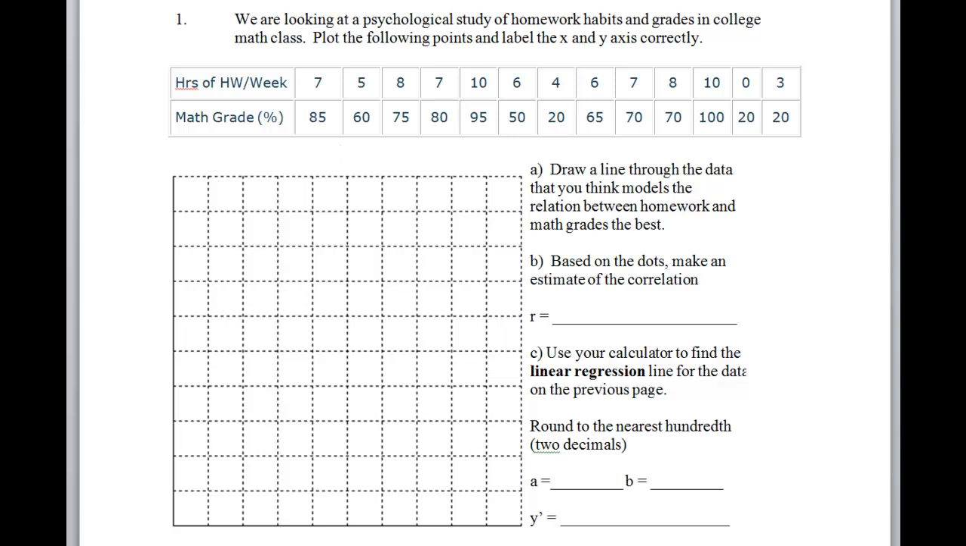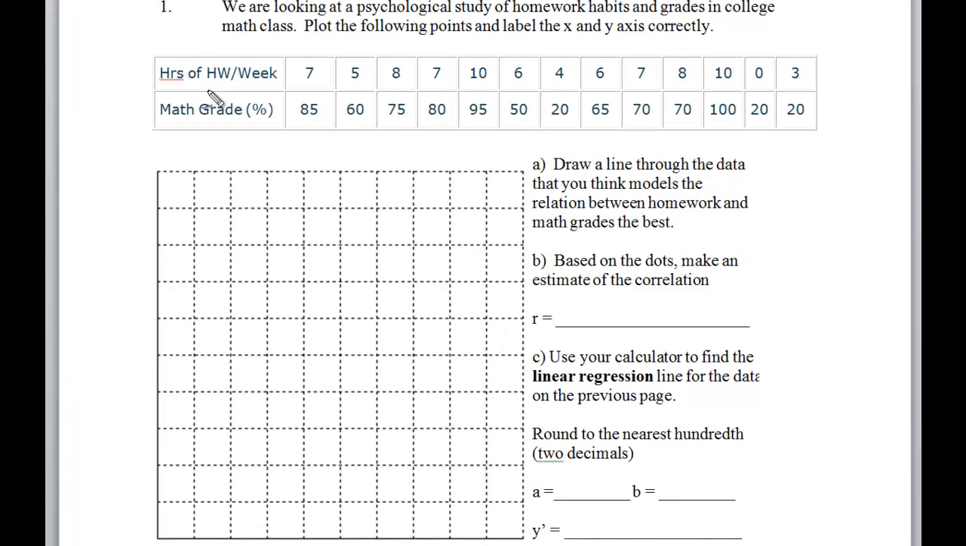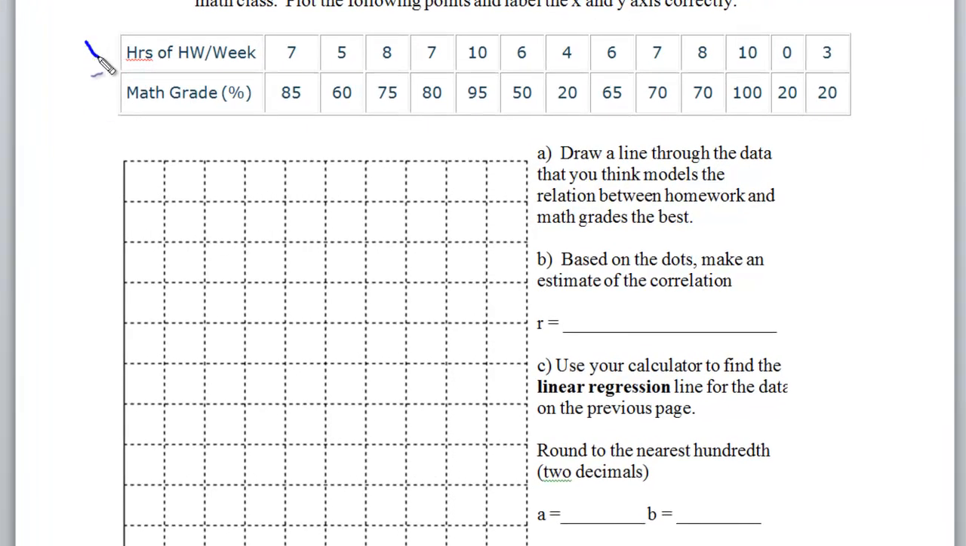Now, one important thing that we need to do is plot our points and label our x and y axis. The x and y axis is determined by the table, and it's pretty standard that the x will be the first row and y will be the second row. But remembering our vocabulary, the y is the dependent variable, which means the y depends on the x, or the independent variable.